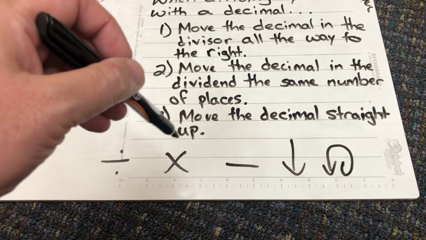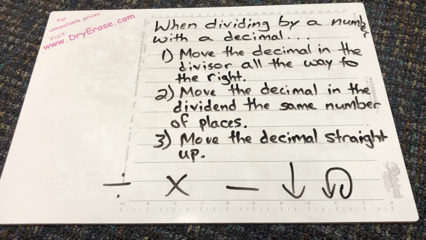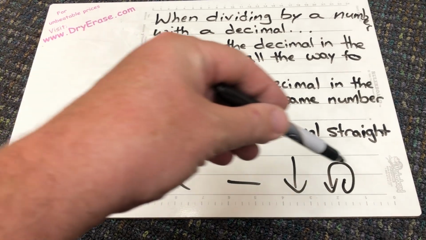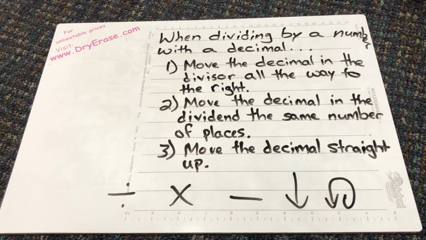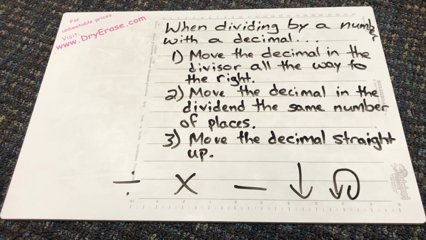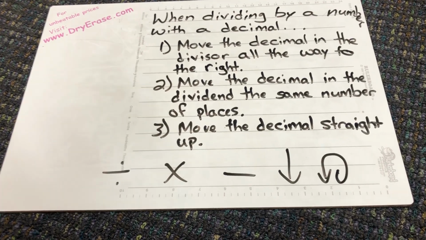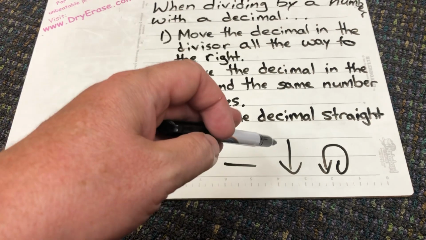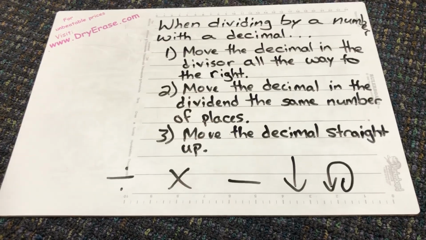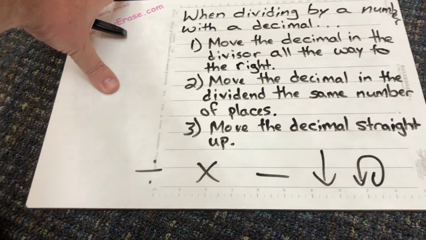So we have divide, multiply, subtract, bring down, start over. All right, so I'm going to pause it. You need to write those 3 steps down. Write that list down if you need to. But once again, when dividing by a number with a decimal, step 1, move the decimal in the divisor all the way to the right. Step 2, move the decimal in the dividend the same number of places. Step 3, move the decimal straight up. Divide, multiply, subtract, bring down, and start over. All right, and so pause that, write it down, and I'm going to go ahead and switch this out with a clean one so we can look at some rules that involve that.